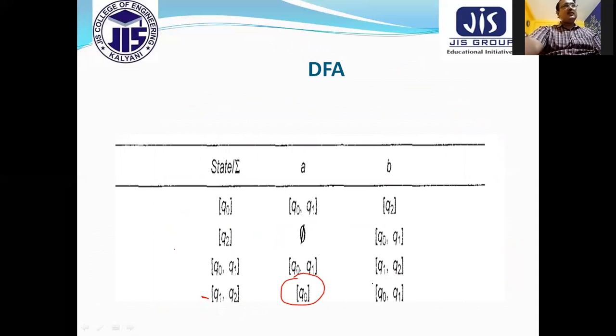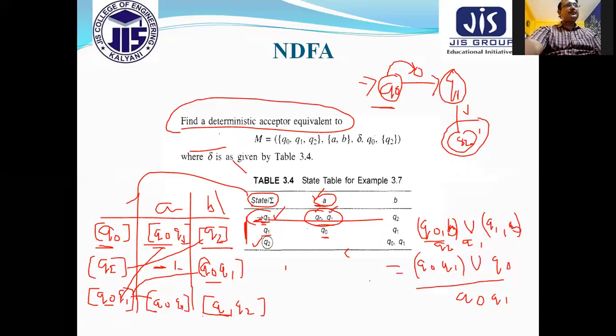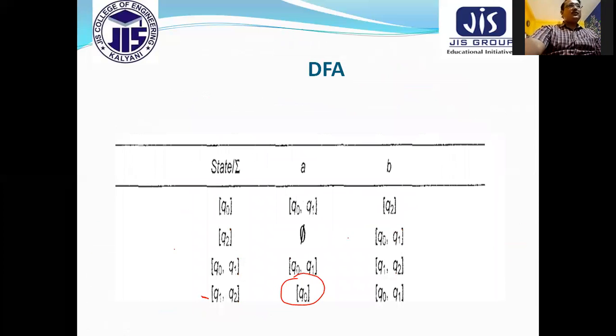Okay, now similarly we can go for the third part. Q1 and Q2 taking the B, where can we go? Q1 goes to Q0, Q1. So here I can take the union of these two. It will be only Q0, Q1. The other will be only the Q0.